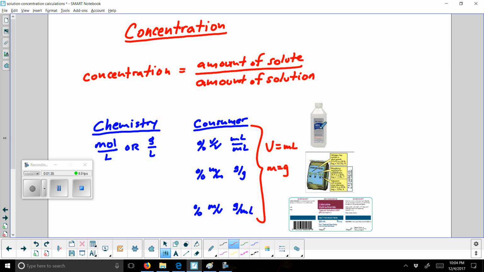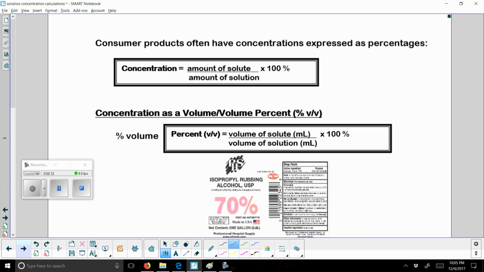Sometimes we compare the volume of a solute, a liquid, to the overall solution. So we've got a percentage of volume to volume, milliliters to milliliters. Other times everything's a solid, so we've got percent mass over mass. We have grams over grams: grams of solid over grams of the total mixture. And sometimes we even have mass per volume. For many medications, we have that: how many grams of that medication are present in so many milliliters of the solution? So we'll be looking at these and at some examples for each as well.